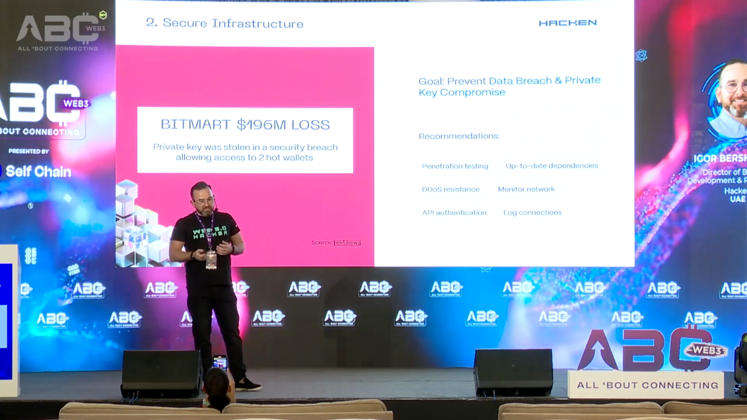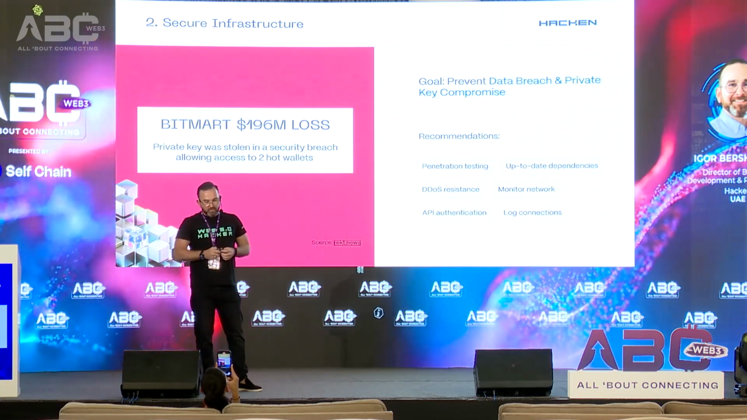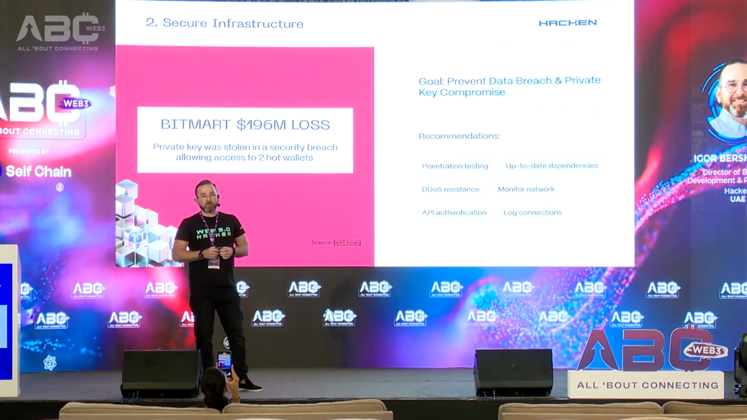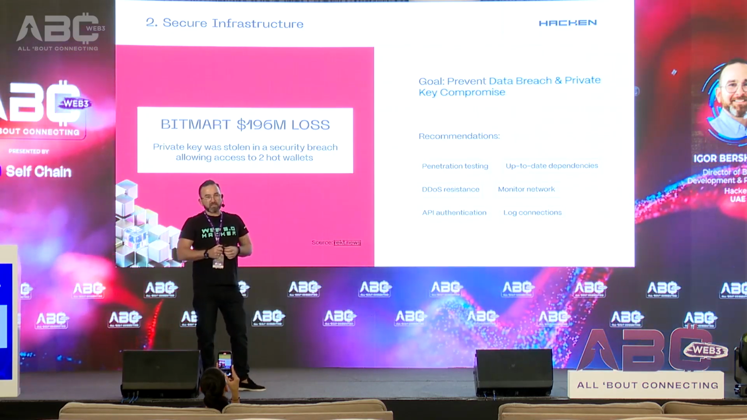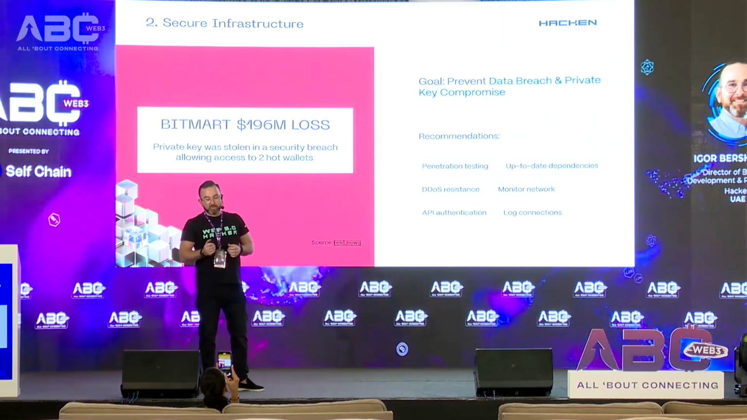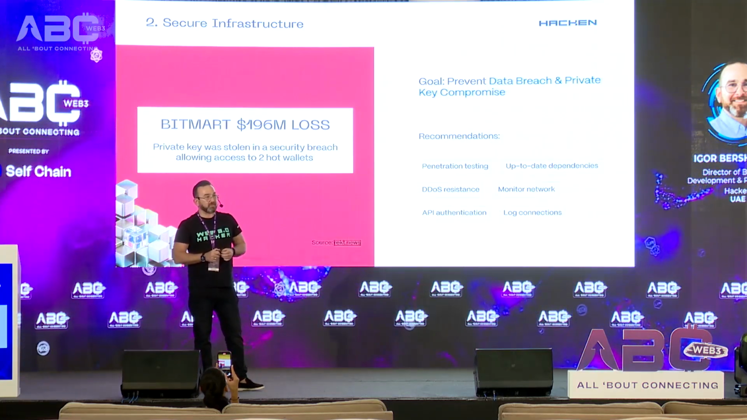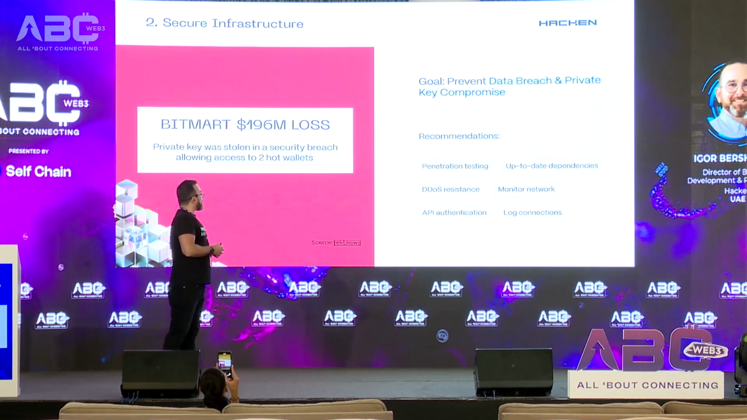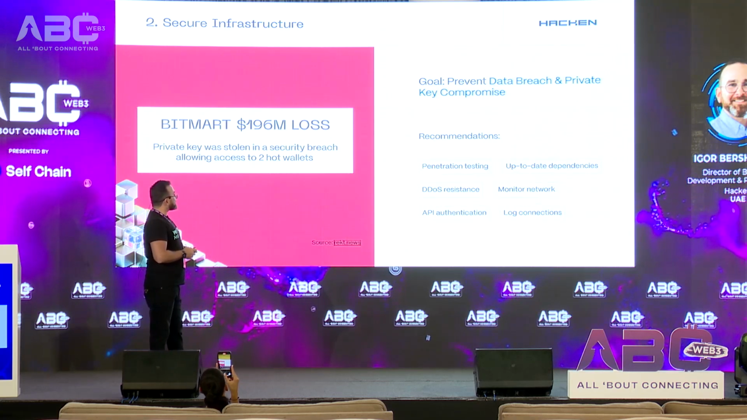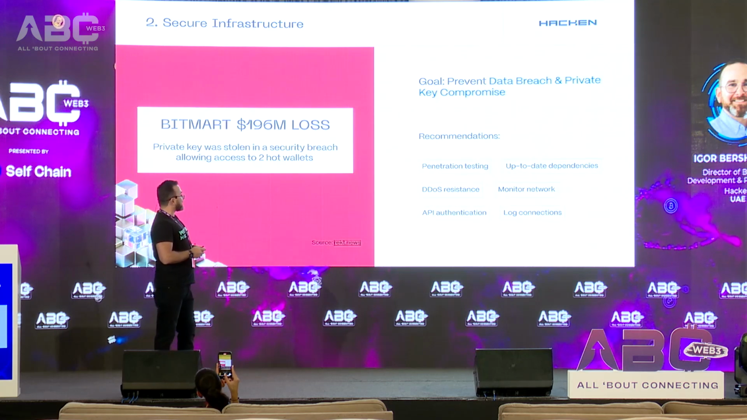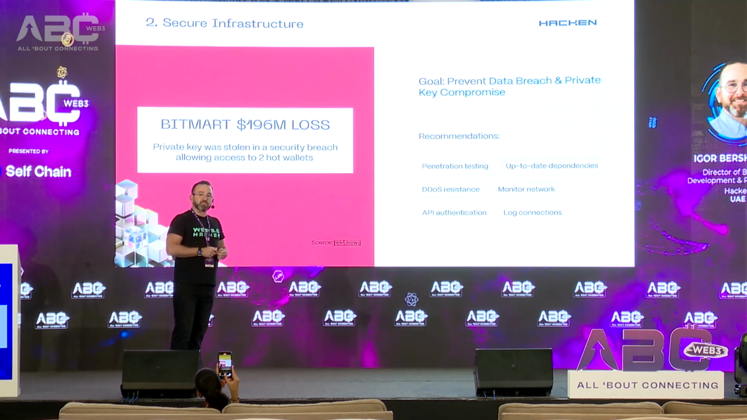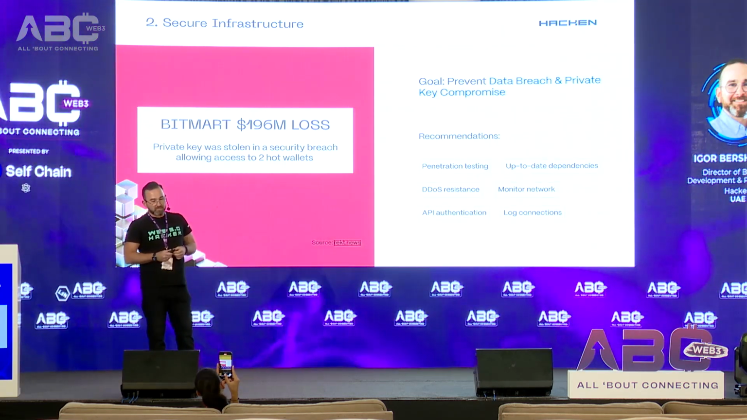So all of this, we're going to go through a list and some of the solutions that we have for it, and some of the things that the project needs to be looking at to prevent data breaches and private key compromise. Monitoring, network penetration testing, up-to-date dependencies, DDoS resistance, API authentication, and log connections are all the measures that could have been taken to prevent this.